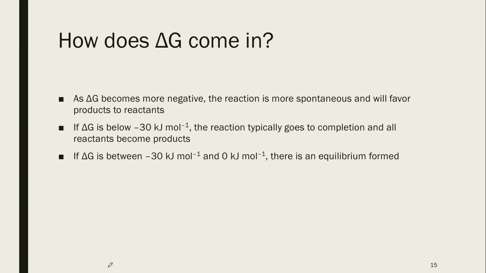So where does delta G come in? How does it play a role? Well, we know that a reaction is spontaneous with a negative delta G. But as delta G becomes more negative, the reaction is more spontaneous and will favor products over reactants. We can then say that if delta G is below approximately negative 30, the reaction typically goes to completion and all reactants become products. But if delta G is between negative 30 and 0, there is an equilibrium formed, and that means we would have both products and reactants.